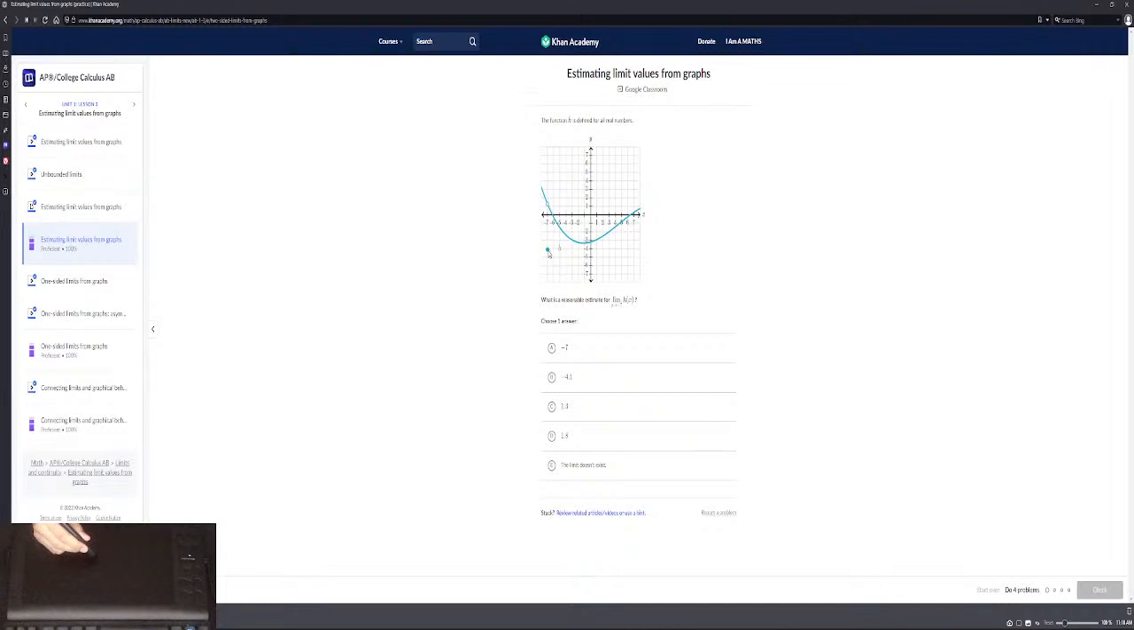There's a removable discontinuity here. As the function approaches -7, the limit is 1.3. And as the function approaches -4, the limit is -5.2.